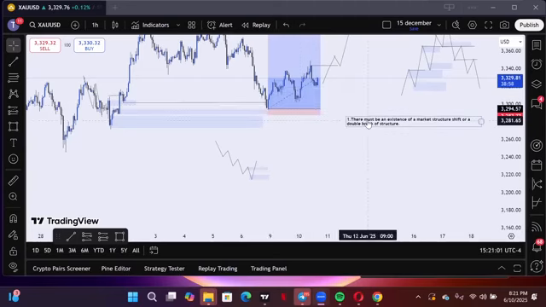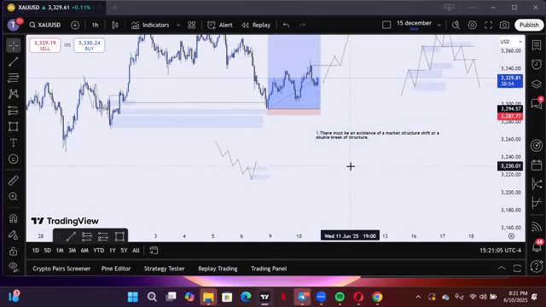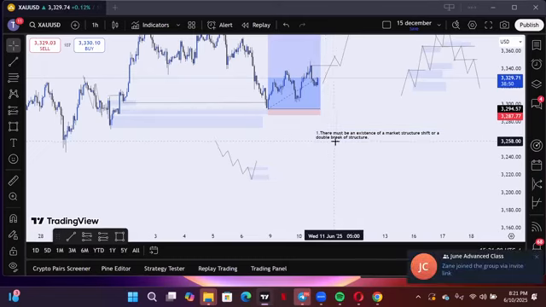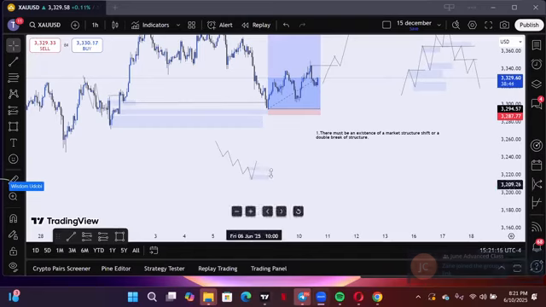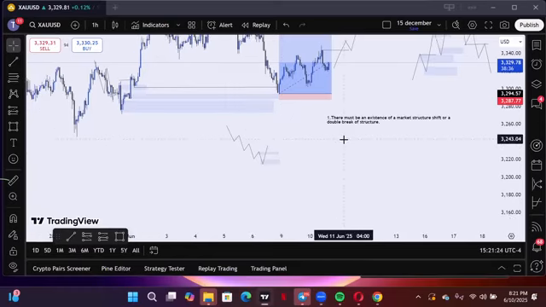I said that the first rule in picking a point of interest, the first rule in picking any entry, is that first of all, there must be an existence of a market structure shift. Do you get so, or a double breakout structure? So what it means is that if you have an initial downtrend, you don't look for any POI or anything until the market gives you a market structure shift or a double breakout structure.